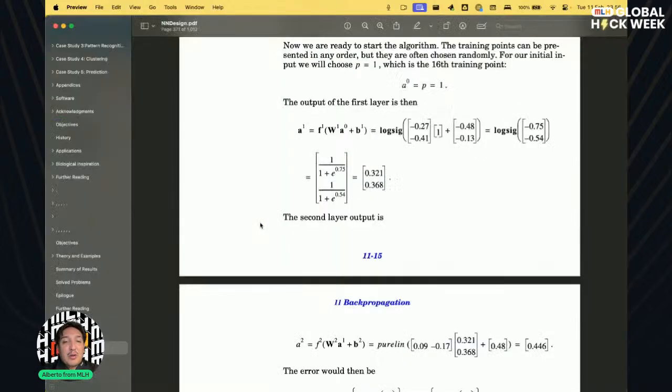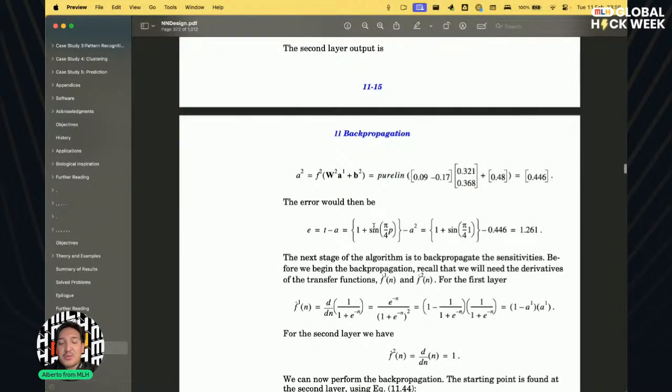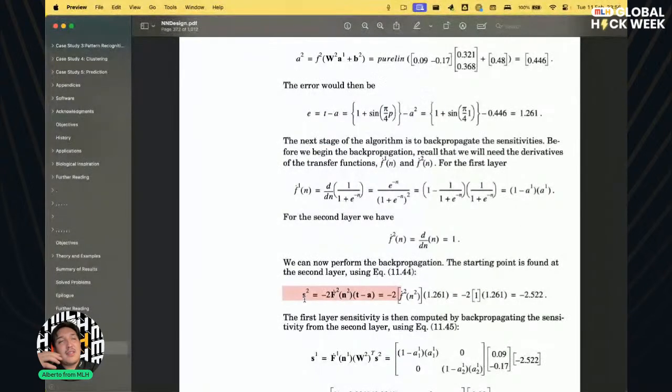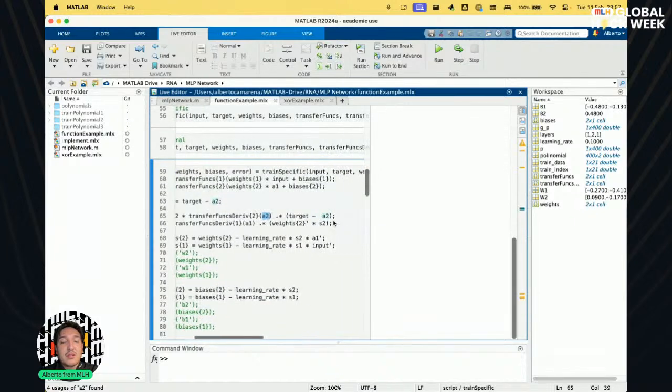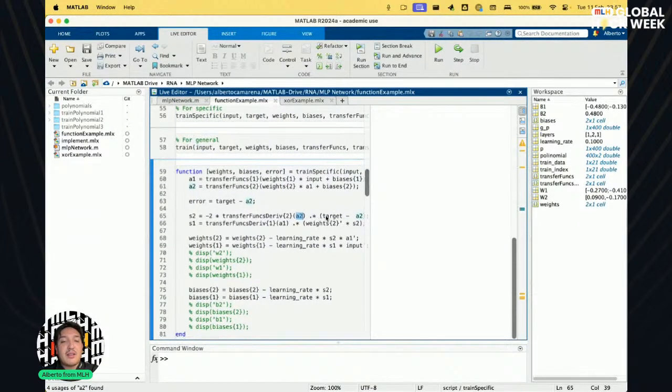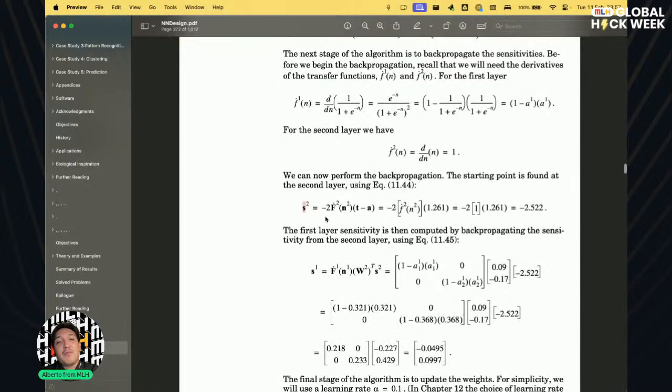Then we get the error for the backpropagation, because remember, the sensitivity of the second layer, the last layer, is going to be -2 times the transfer function derivative of the second layer. In this case, remember it's purelin, so it will be -1, passing as argument the value of the calculated output of the layer, times the error. In this case, we could replace the thing between parentheses with the error, right? Now we have the sensitivity of the last layer.